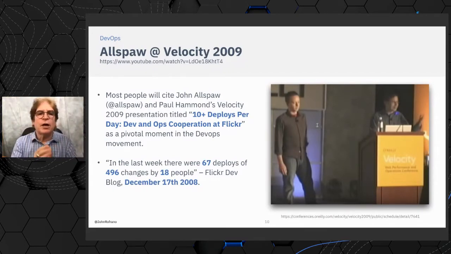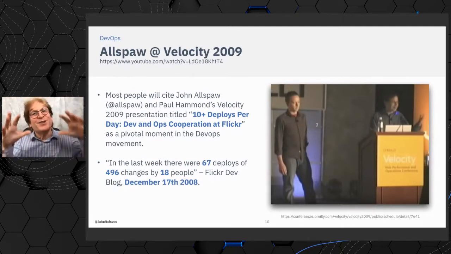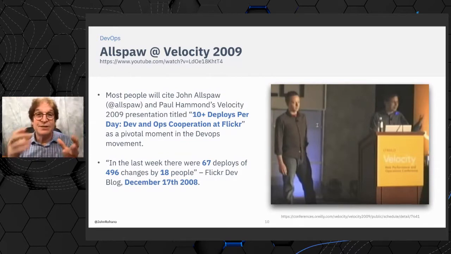Him and Paul Hammond talking about 10 deploys per day. And people like, 10 deploys per day? That's crazy. How could you deploy your whole website 10 times a day? Well, he wasn't deploying their whole website 10 times a day, right? They had a different way of designing things. They were deploying something 10 times a day, but it wasn't everything 10 times a day.